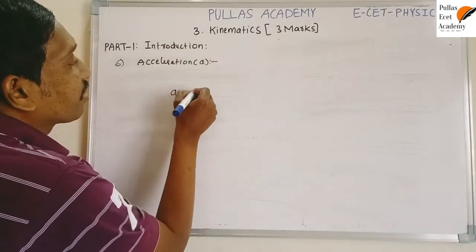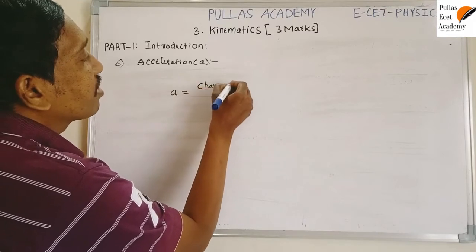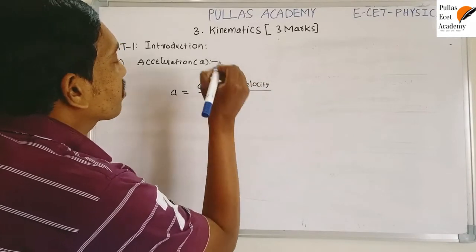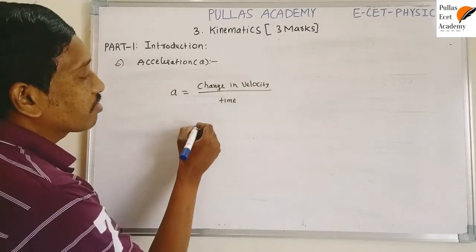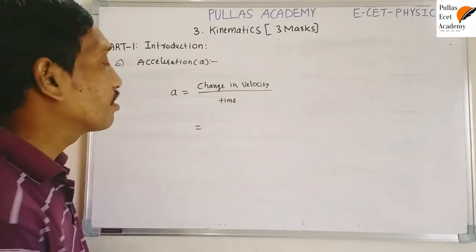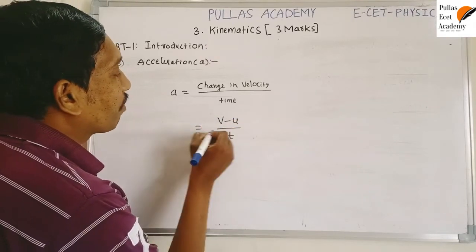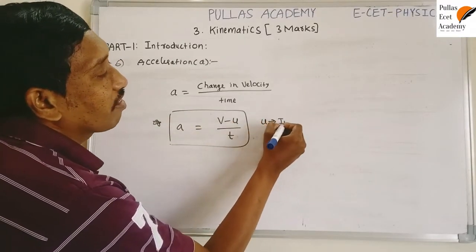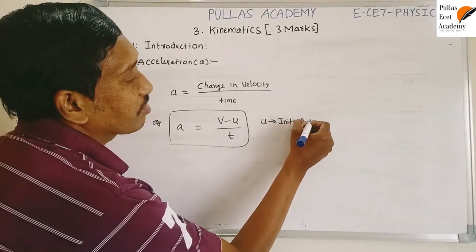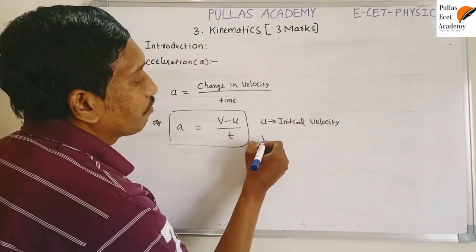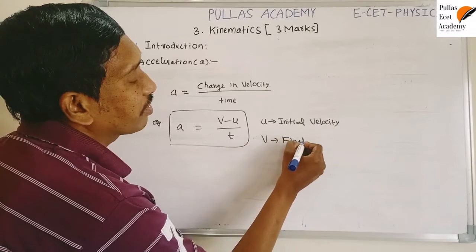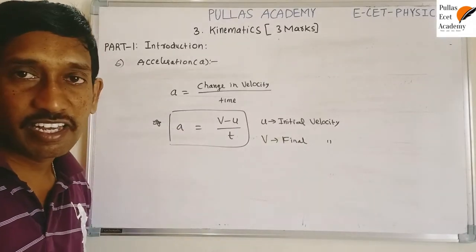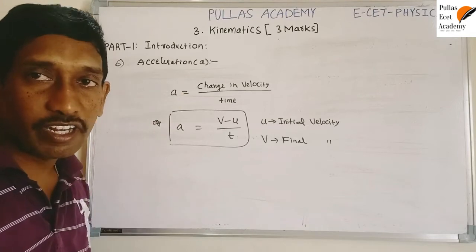According to the definition, acceleration is equal to the change in velocity by time. So this expression gives the acceleration. Change in velocity means, if the initial velocity is u and the final velocity is v, then v minus u by t is the formula for acceleration. This is an important expression for acceleration. Here u stands for initial velocity. Because velocity changes with time, we also have a final velocity, that is, the velocity of the body after taking some time. This is the expression for acceleration. We will discuss acceleration clearly in our next videos also.